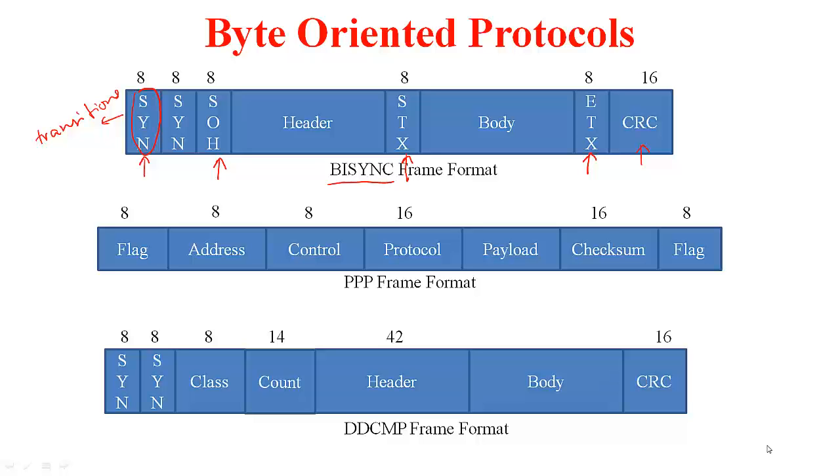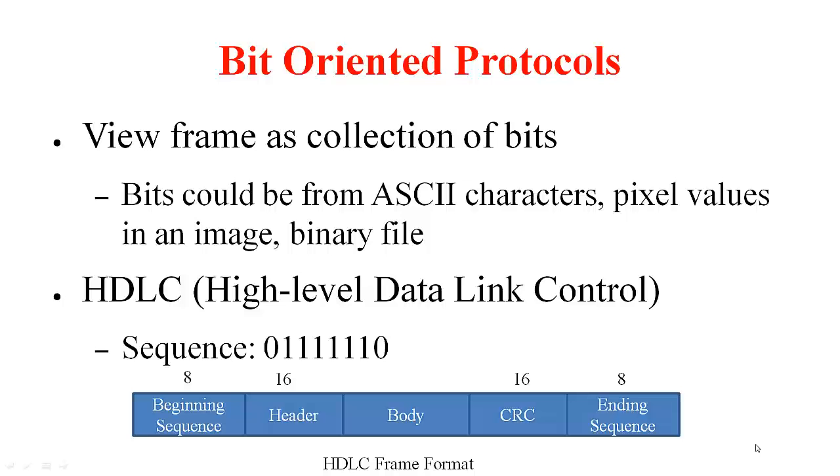So BISYNC uses a lot of sentinels. This is really not necessary. As you can see in the PPP protocol, all you use is a beginning sentinel and an end sentinel. In between is the payload plus header of the PPP. Similarly, the DDCMP uses a sentinel for marking the beginning of the frame, and then it uses a byte counting approach to mark the end of the frame. So that's with byte-oriented protocols.